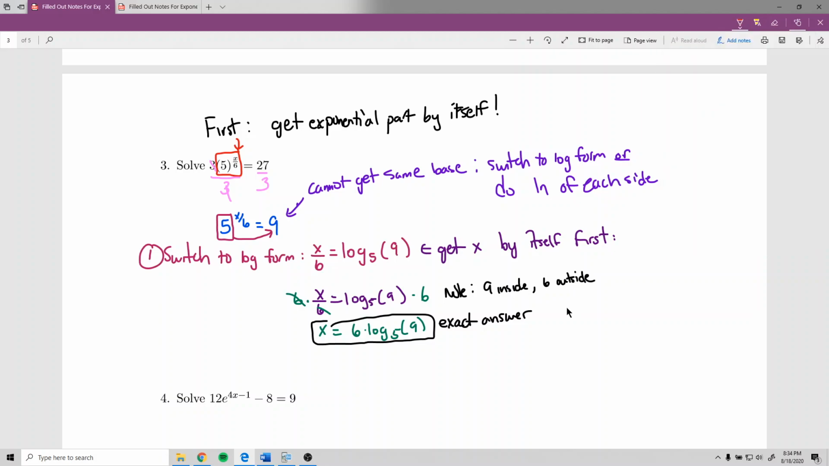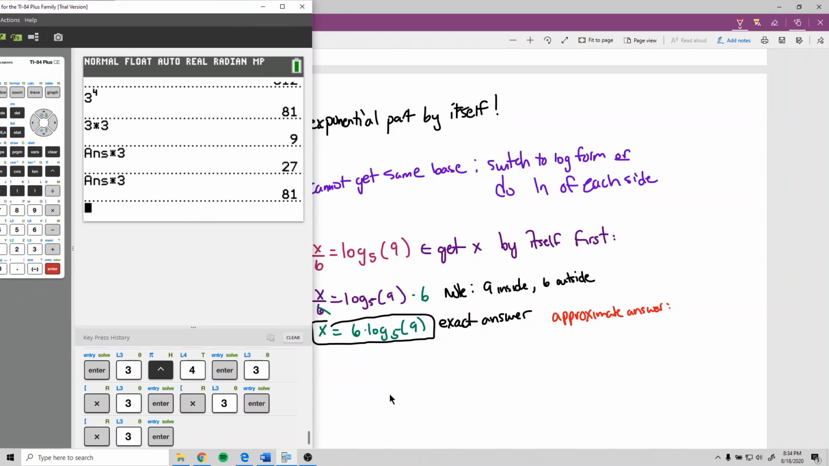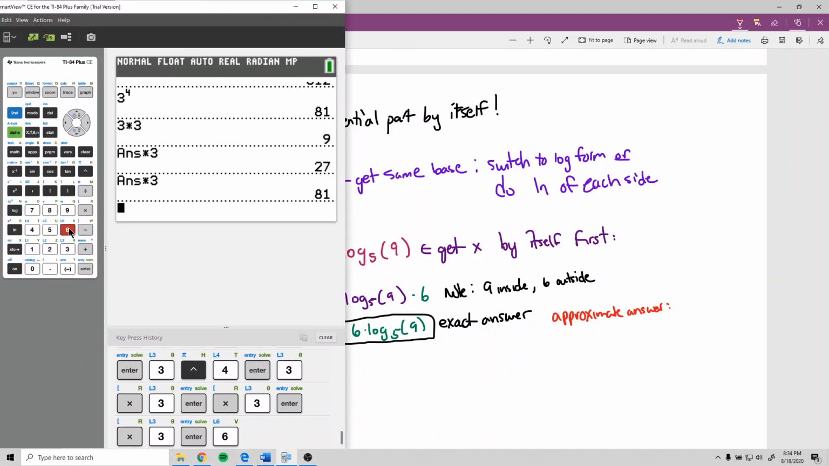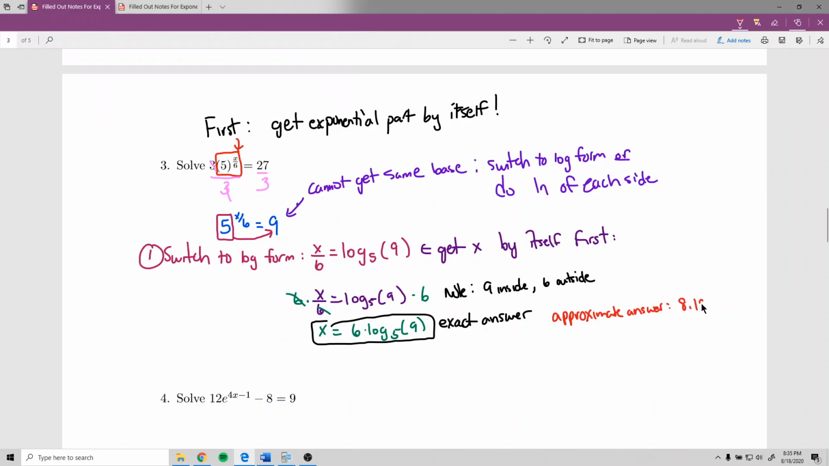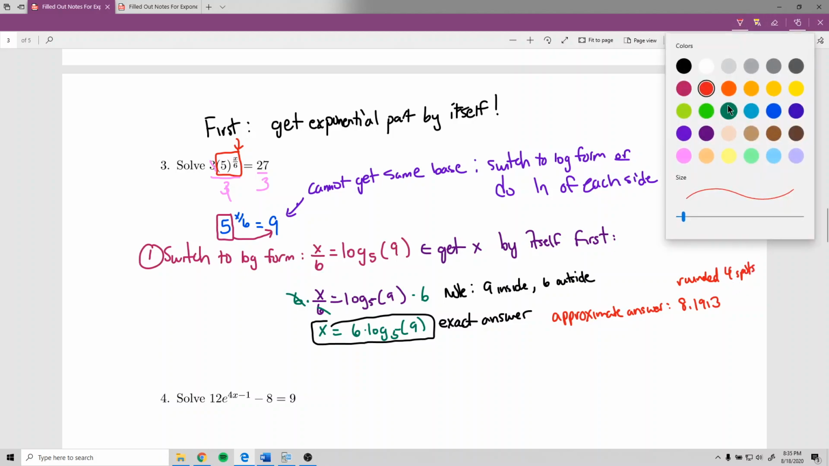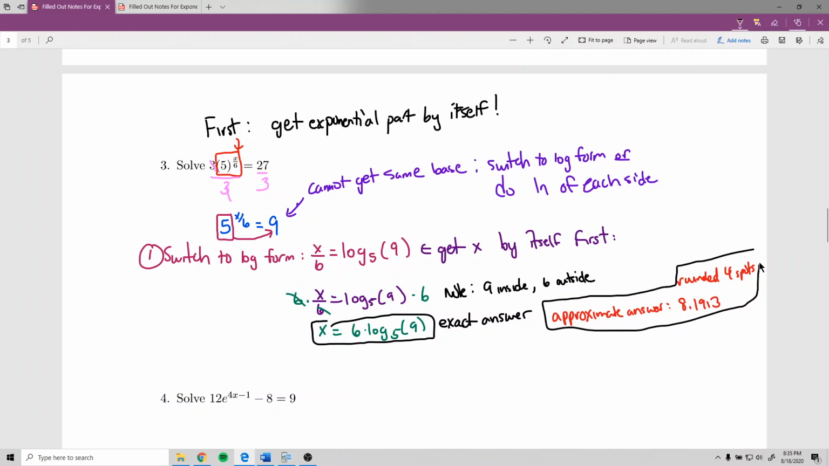If you want the approximate answer, so some questions ask for one, some ask for the other. What you do is you type it in your calculator. And this is part of the reason why we did that change of base formula from before. We want 6, then log base 5 of 9. We do the ln of the inside divided by ln of the base. And we get 8.1913 if we round to 4 spots. And the question might ask one or the other. For the previous ones, when you can find the base and do the one-to-one property, you don't have this messy decimal to worry about.